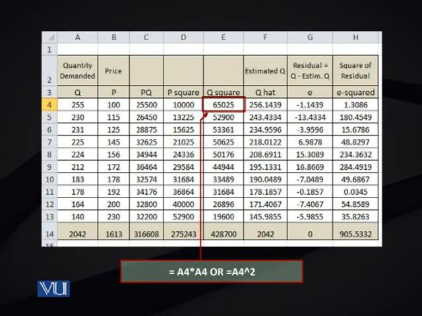To compute the estimated values of Q, that is the trend values or fitted values, normally if we are performing on paper, we compute the regression line first, which is y equals a plus bx, or Q equals a plus b into price, and then we substitute various values of price into the equation and compute the estimated values of Q. But here we can use the formula TREND, which is a function in Excel that computes the trend values based on a straight line or simple regression line.